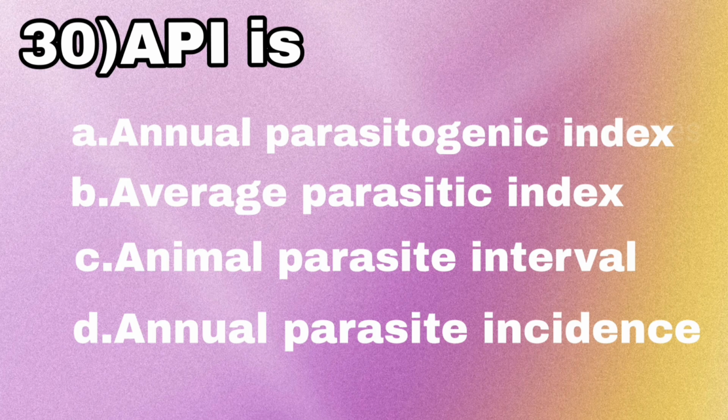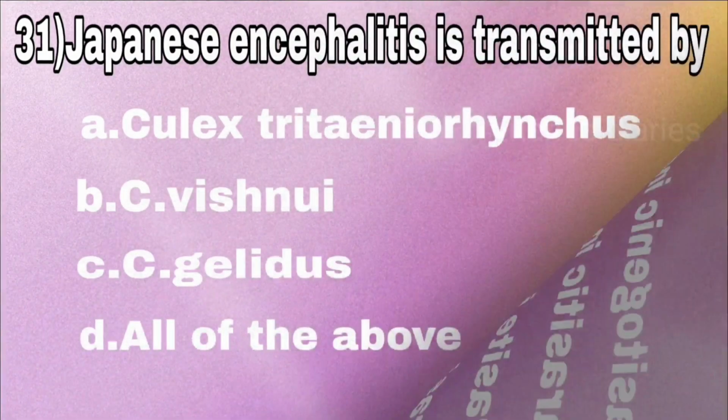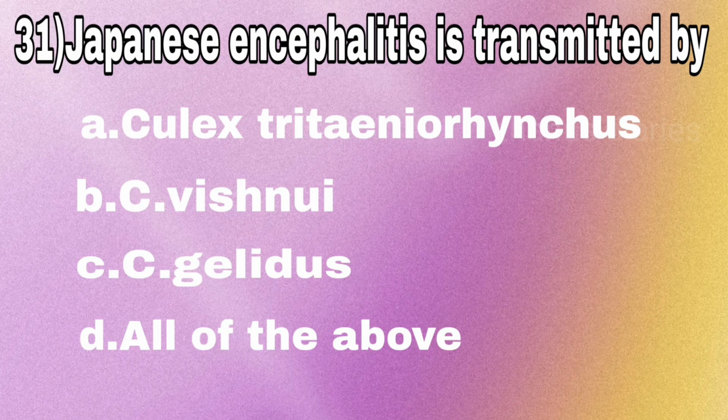Next question. API stands for Annual Parasitogenic Index, Average Parasitic Index, Animal Parasite Interval, Annual Parasite Incidence. API stands for Annual Parasite Incidence. Next question. Japanese encephalitis is transmitted by Culex tritaeniorhynchus, Culex vishnui, Culex gelidus, all of the above. It's all of the above.